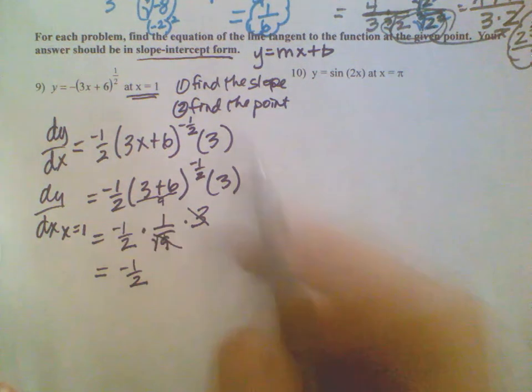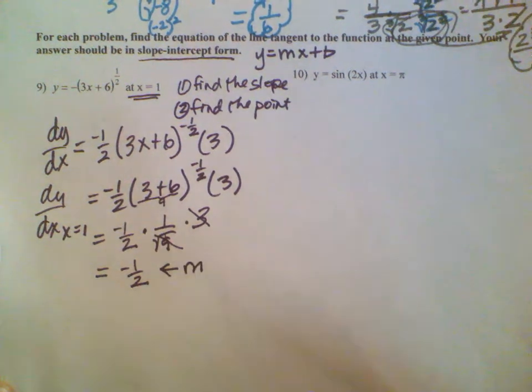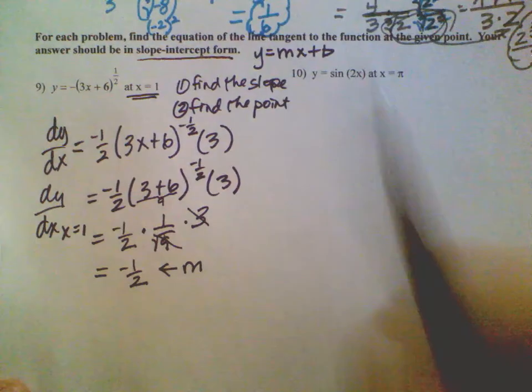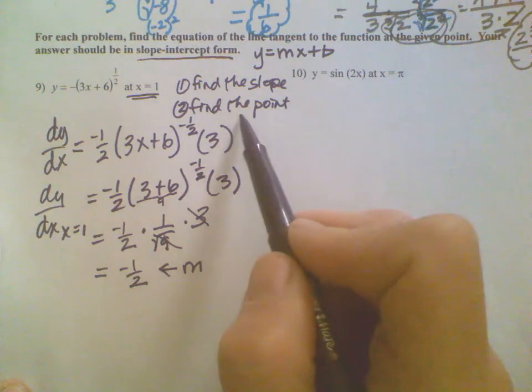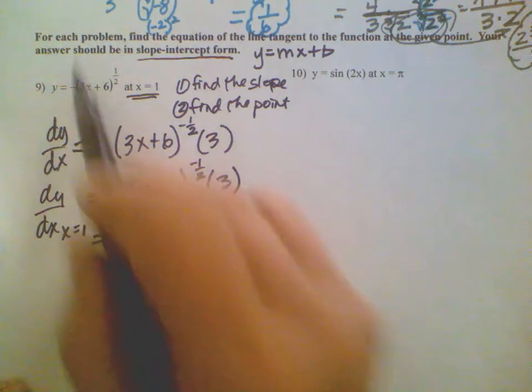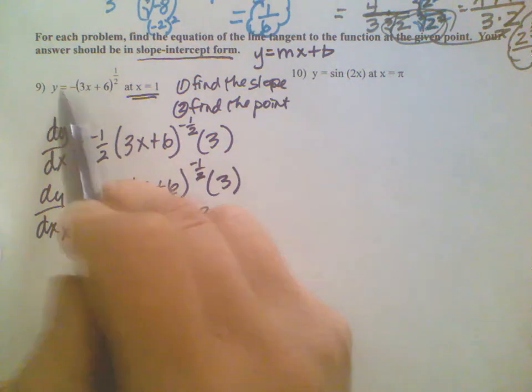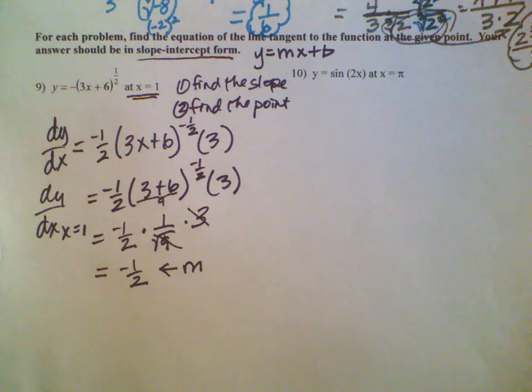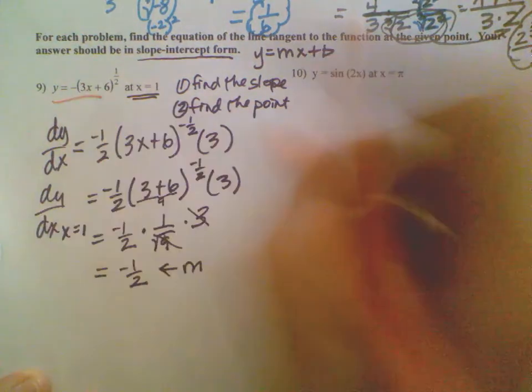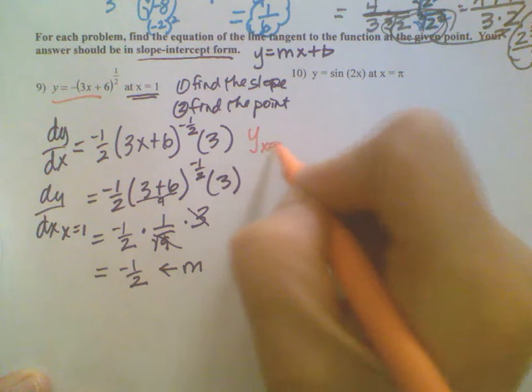So I've got the slope. This is the m part of it. That's the slope that I'm going to use. Now I need to find the point. Again, the point comes from the y value when x is 1. So I just have to evaluate this function, find y when x is 1.